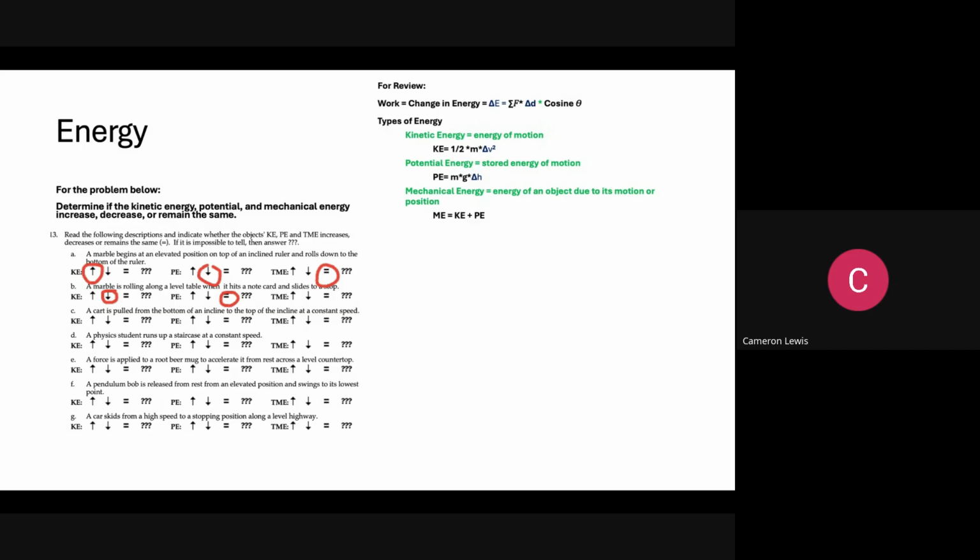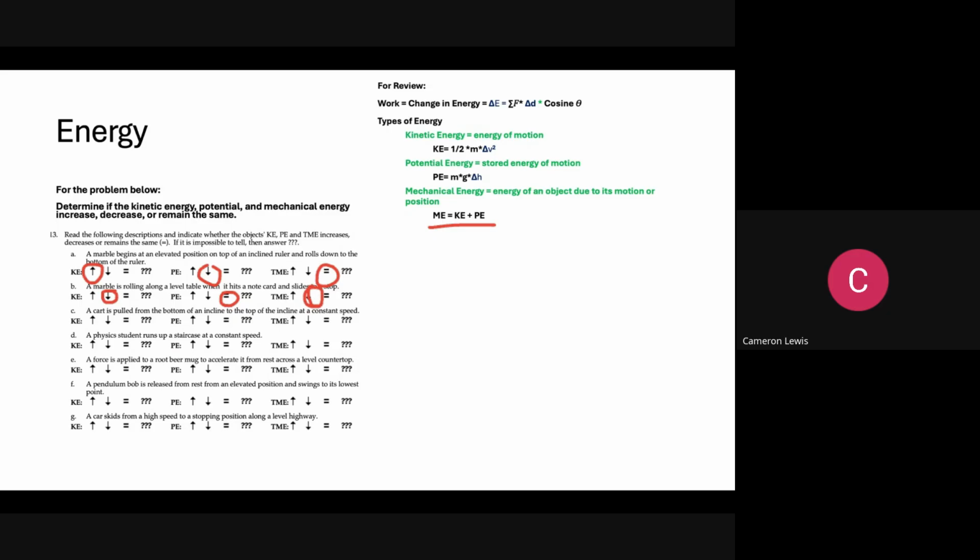Now, my total mechanical energy was my potential and kinetic energy, right? What did we say about my kinetic energy? Did it increase or decrease? Decrease. My potential energy, did it increase, decrease, or stay the same? Stay the same. So my mechanical energy is also kinetic and potential, right? So if my potential energy stayed the same and my kinetic energy decreased, if I add those together, what changed about my mechanical energy? Did it increase, decrease, or stay the same? Decrease. Good.